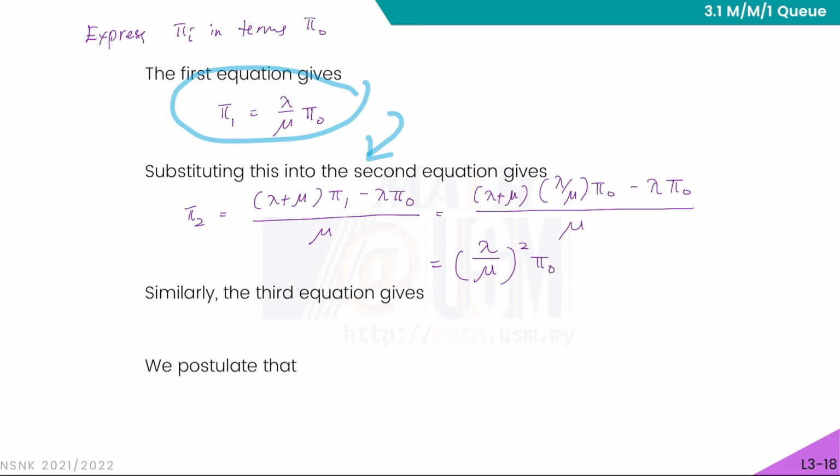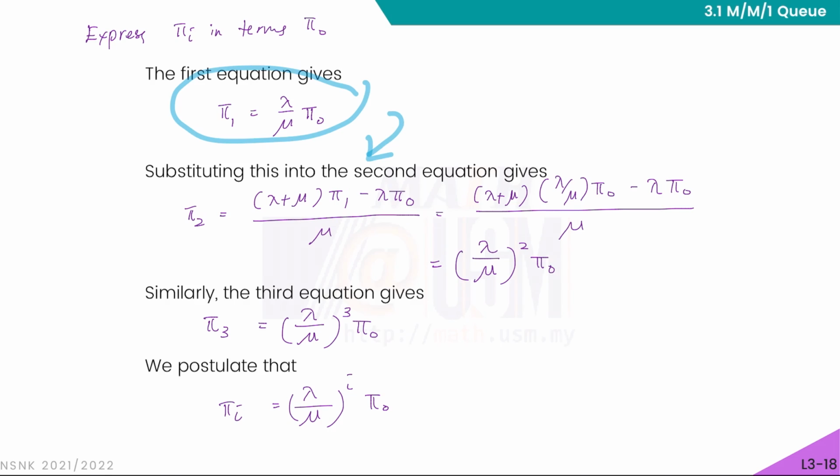Okay, by the same way, for pi 3 you should get (lambda over mu) to the power of 3 times pi naught. Continuing this, we can postulate that pi I equals (lambda over mu) to the power of I times pi naught. We can prove this by proof by induction, but it is not covered in this course.